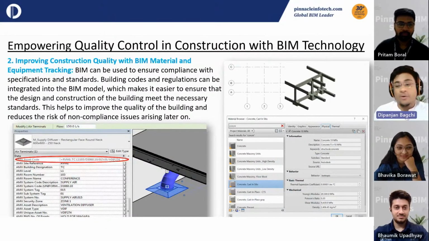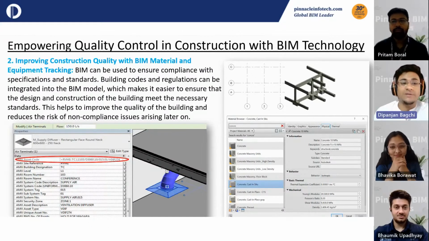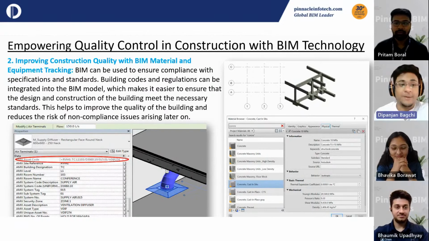Now, another aspect where BIM can help in improving construction quality is material and equipment tracking. With BIM, the information about the material and equipment can be added to a digital model, making it easy to track and manage them throughout the construction process. This helps to ensure that the right material and equipment are used at the right time, which helps to improve the quality of the construction.